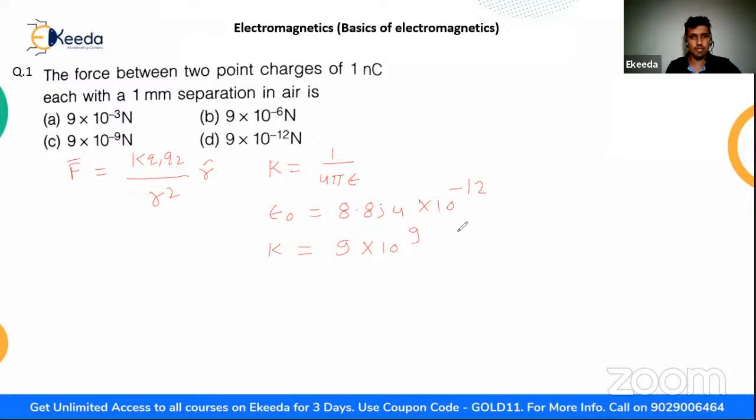Most students know this, K is 9 into 10 to the power 9. So the force will be 9 to the power 9 multiplied by the charges, which are 1 nanocoulomb each, so 10 to the power minus 9 multiplied by 10 to the power minus 9, K Q1 Q2 upon R square, where the distance is 1 mm, which is 10 to the power minus 3 squared.